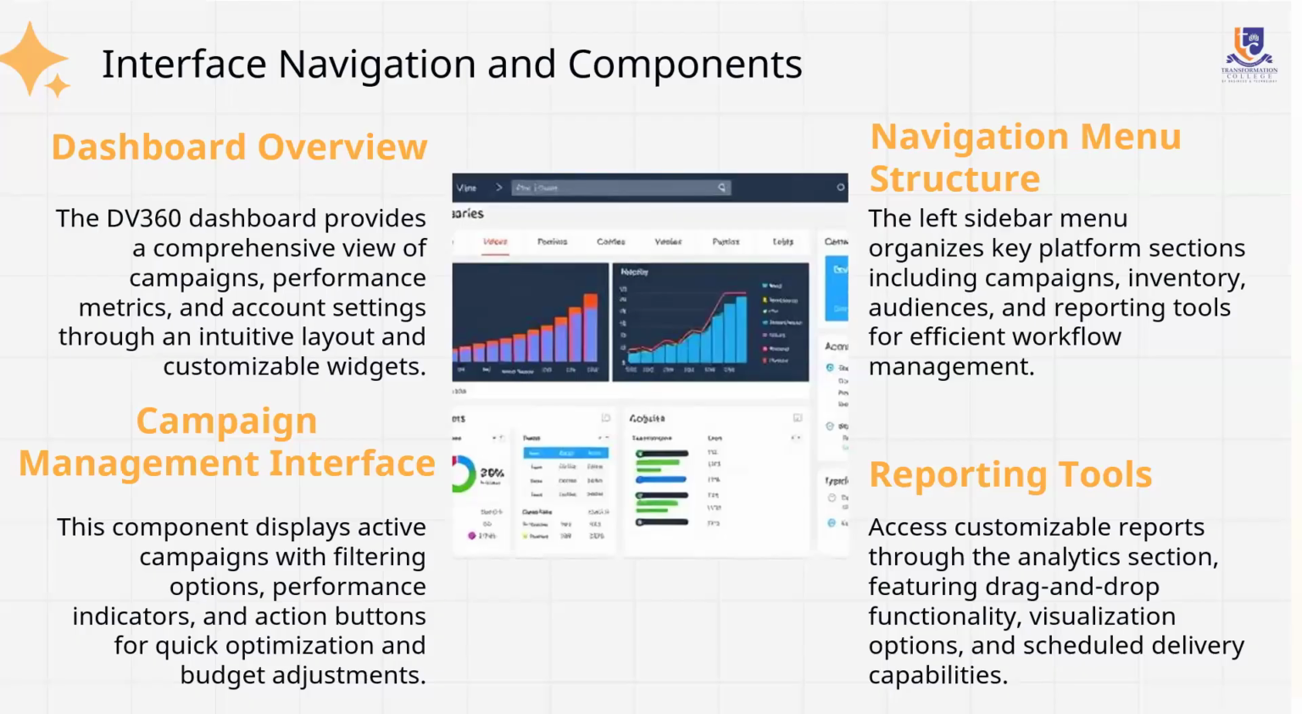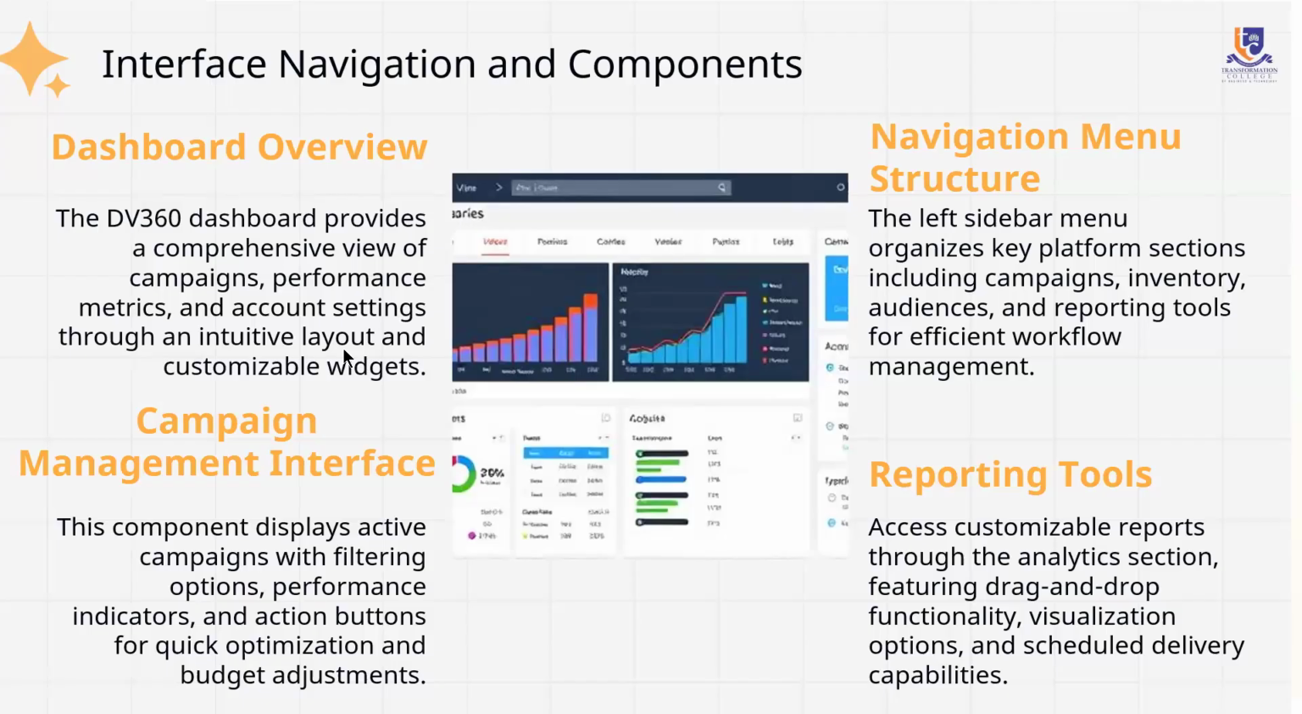What this is explaining to you is that the sidebar menu is where you can get things like your campaign. If you want to know what's happening with your campaign, or you want to create a new campaign, you can check your inventory, you can check your audience, which will show you your demographics, and you can check the reports, how well your ad is doing, and if it's not doing well, what you can do to make it better.